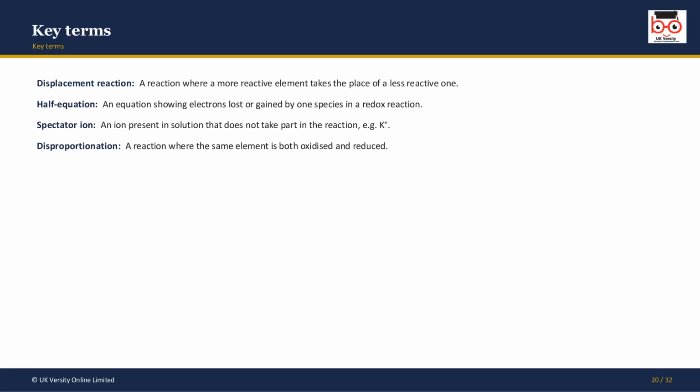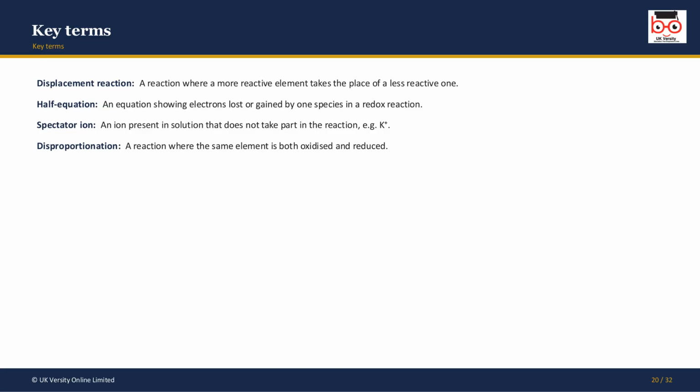Some terms to lock in. A displacement reaction is where a more reactive element takes the place of a less reactive one. A half equation shows just the electrons lost or gained by one species in a redox reaction.